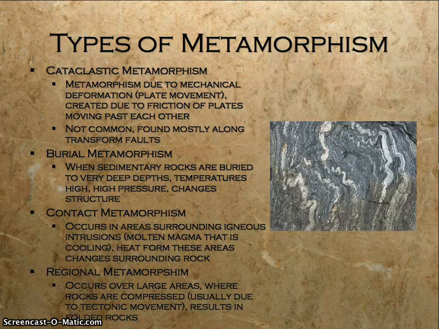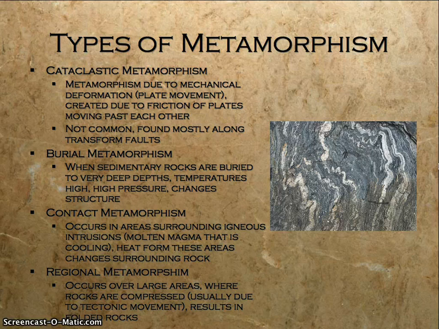There are four types of metamorphism. There's cataclastic, which is due to plate motion. It happens at transform boundaries when plates are sliding past each other. The second type is burial metamorphism. This one's more common. It's when sedimentary rocks are buried to a very deep depth, the temperature is high, the pressure is high, and it changes the structure of the rock.